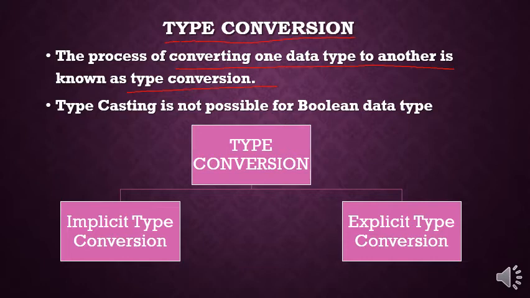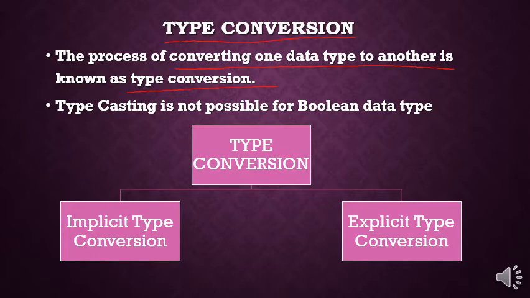So children, what is the need? When we write an expression, there is a mixed type of data types in the expression. So there is a need to convert one data type into another data type. The process of converting one data type into another is known as type conversion. Typecasting or type conversion is not possible for the boolean data type.